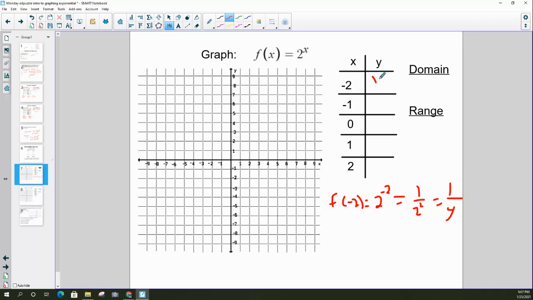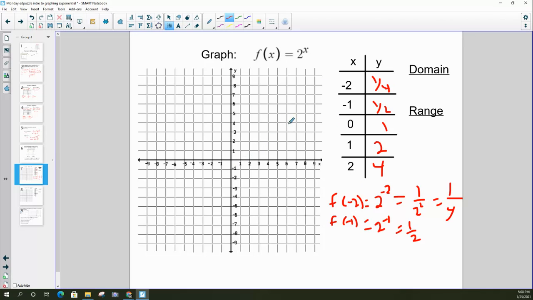All right, and then we do the same thing for -1, f of -1. Plug that in, 2 to the negative first is 1/2. Anything raised to the 0 power is 1. 2 to the first is 2. 2 squared is 4. If you look, these are just all being multiplied by 2. This is a geometric sequence, just doubling every time.